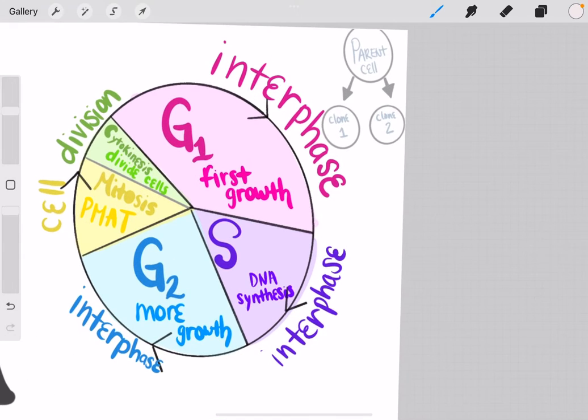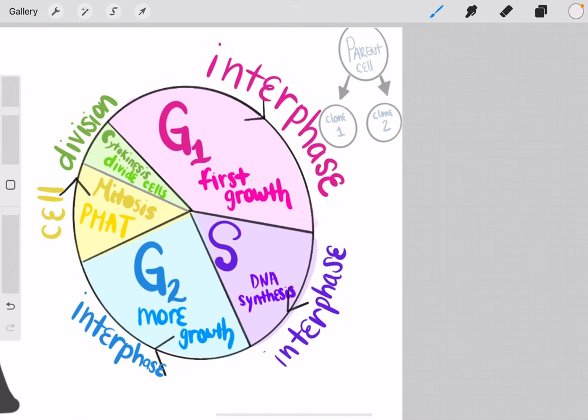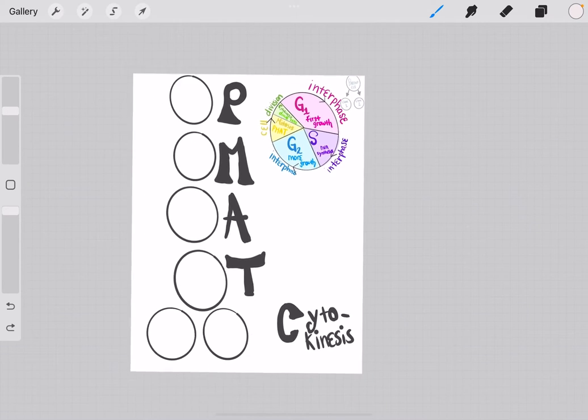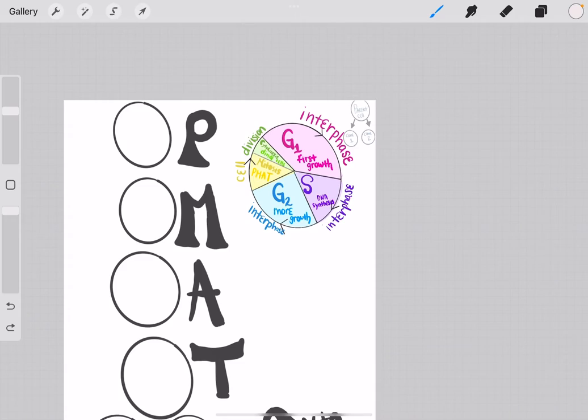Now that we have done our discussion of the cell cycle overview, what is interphase? What are the different phases within interphase? We're now going to talk about what is mitosis and what are those 4 phases that are inside of mitosis. So that's what your worksheet has. You have P, M, A, and T. Let's go ahead and go through what the chromosomes look like at each of those stages.